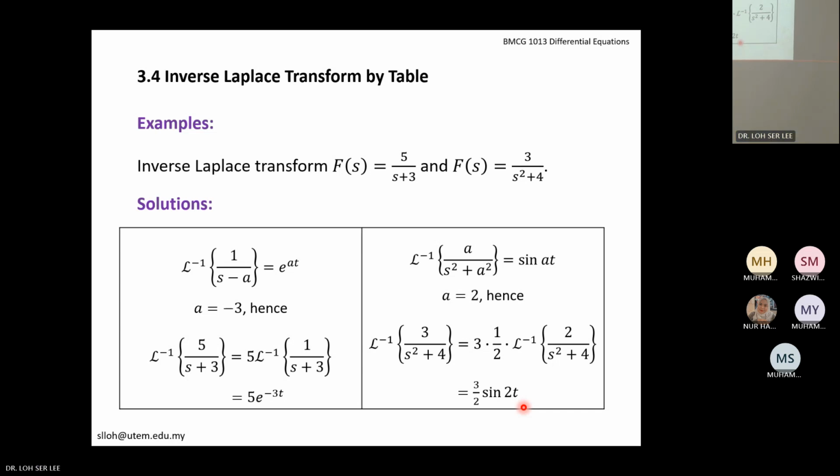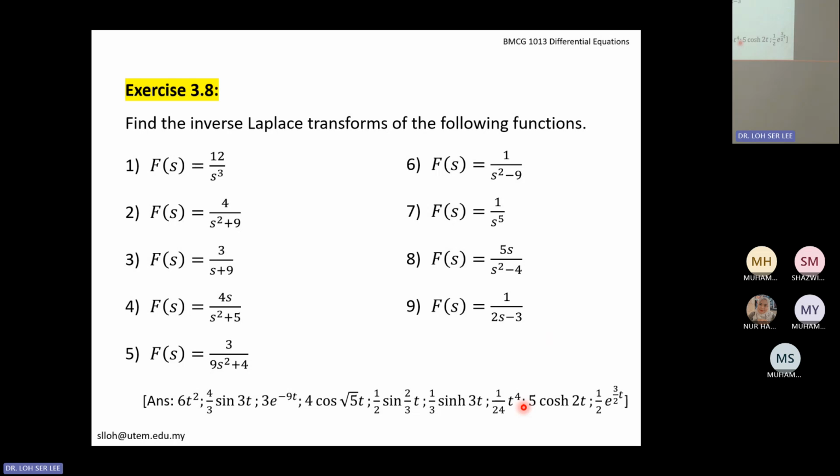Okay, any questions? Okay, now we try this.